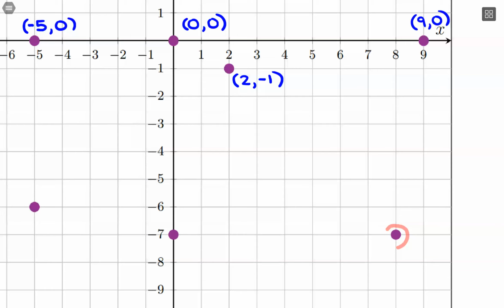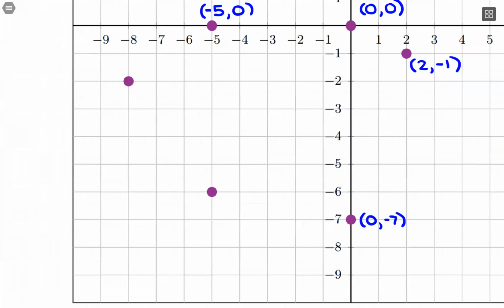Let's see what we have down here. To get to this lower right point, what we would need to do is go to the right 8 spaces and then down 7 spaces. So for x, we get a positive 8, for y, a negative 7. Now for this point along the y-axis, we're moving down 7 spaces, so we're at y equals negative 7. We didn't need to move to the left or right at all, so x is going to be 0. So this is a 0, negative 7.